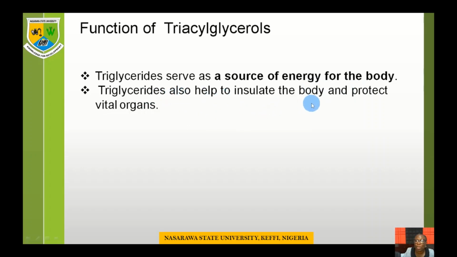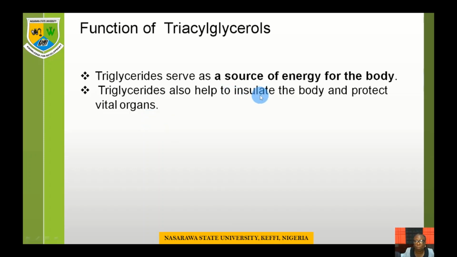Triglycerides also help to insulate the body and protect vital organs. If you look at where fats are stored, especially the belly, those are where we have adipose tissues. You discover that these triglycerides get deposited in your belly and also around some organs. So aside from being sources of energy, they also protect the vital organs against mechanical or any injury whatsoever.